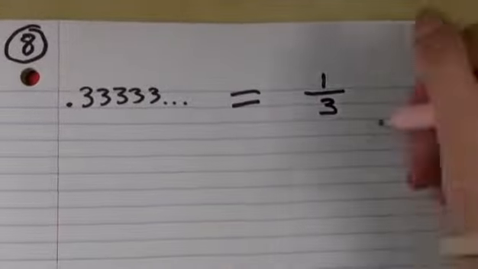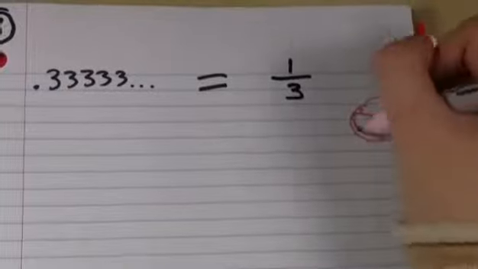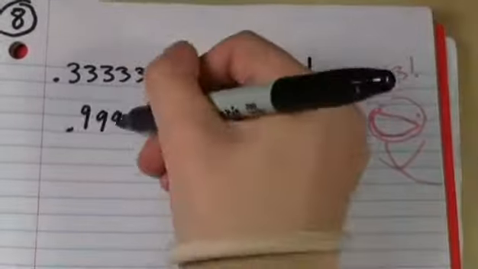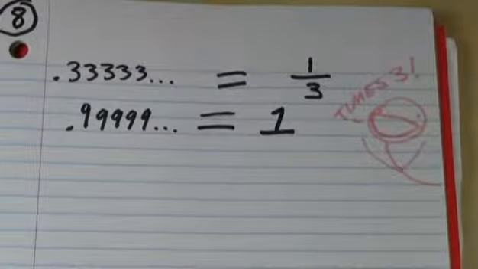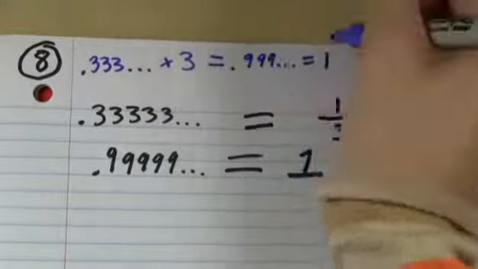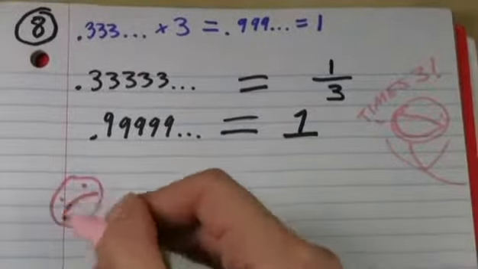Anyway, on to reason number 8, another common proof. Take 0.3 repeating, a repeating decimal equal to 1/3. Multiply it by 3. Obviously, by definition, 3/3 is 1, and 0.3 repeating times 3 is 0.9 repeating, which you might have noticed is also 1.